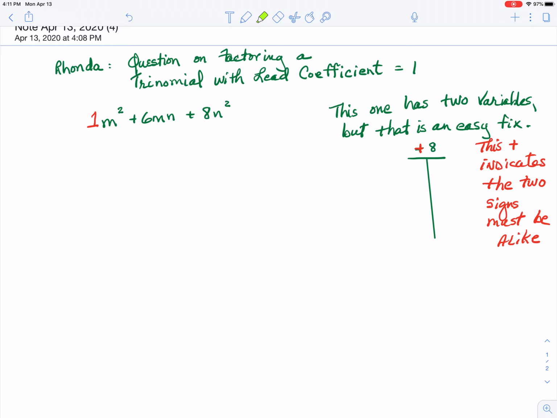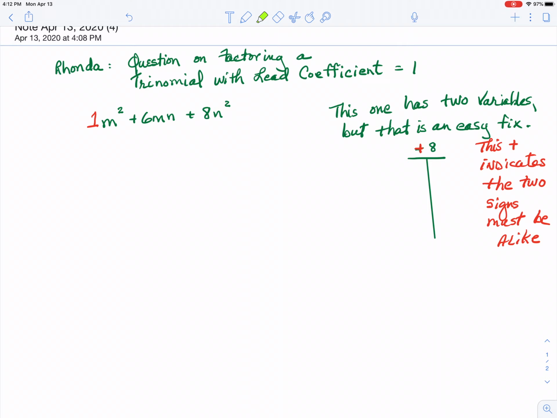if you see a common factor, a greatest common factor, and I don't. Two of the terms have an m, but the third term does not, and two of the terms have an n, but the first term does not, and of course 6 and 8 have a factor of 2 in common, but 1 does not, so there is no GCF for this one.